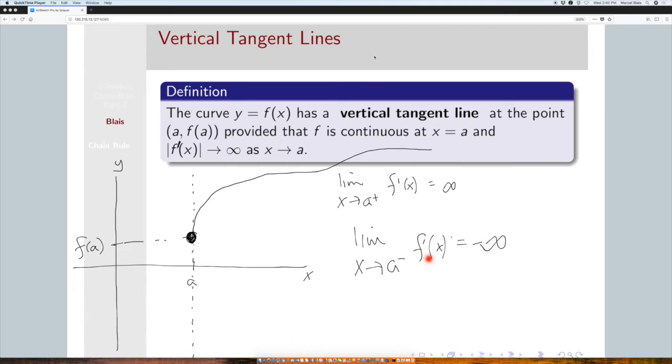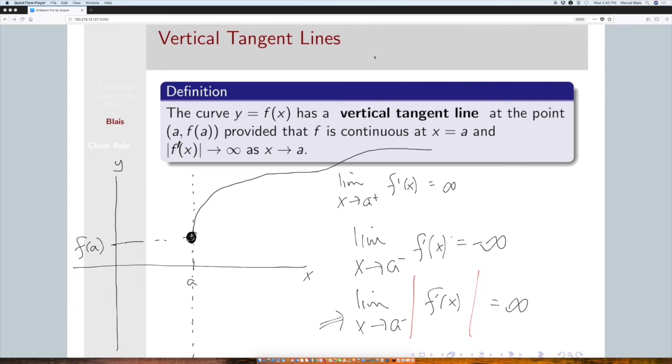Well, in this case, notice that this is still satisfied, because if we took absolute values, if we did the limit, so this tells us that the limit as x goes to a minus of, again, the absolute value of f prime of x would be positive infinity, because the absolute value would turn the expression positive.